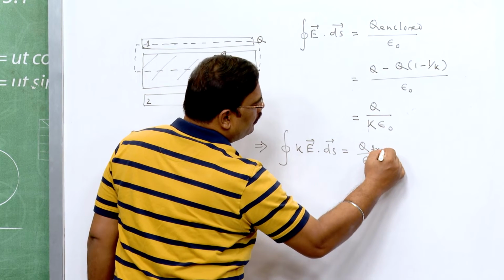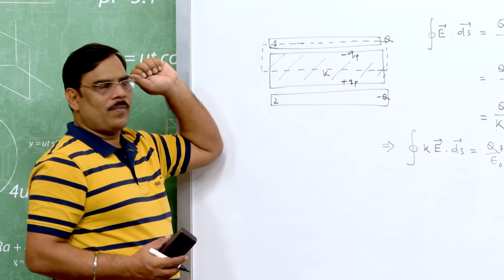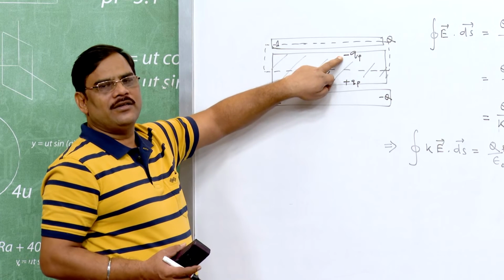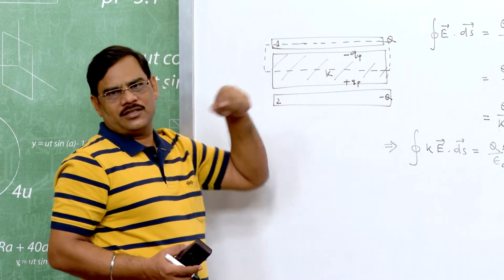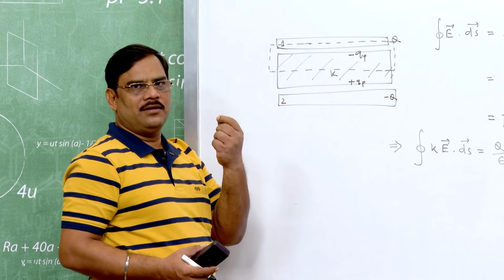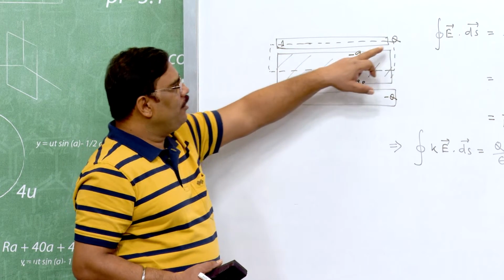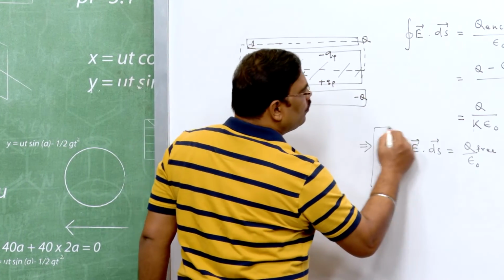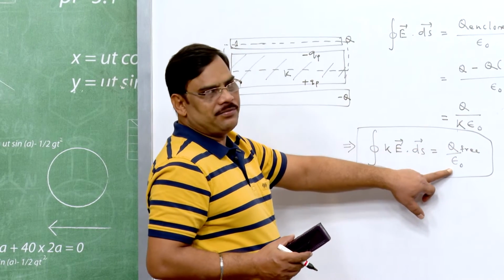Now, I can write this Q as the free charge present inside the surface. So, inside the surface, we have free charge Q and bound charge minus QP. The charges which are developed due to polarization are always bound charges. They are just due to a shift of the center of negative charge or center of positive charge. The charges are not being detached from the atoms. So, therefore, they are bound charges. Q is the free charge present here, QP is the bound charge present here. So, my Gauss law is now modified to integration k E dot ds is Q free divided by epsilon 0.